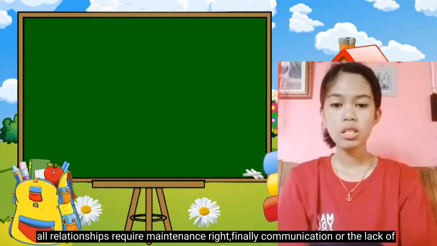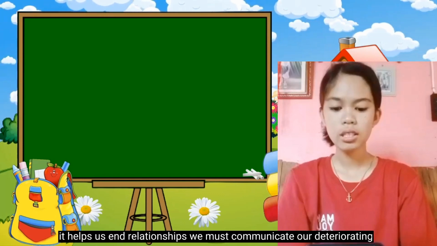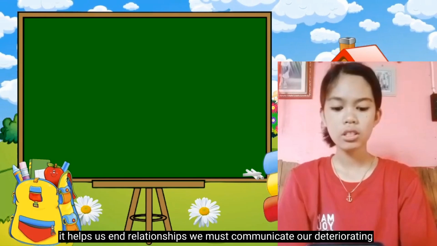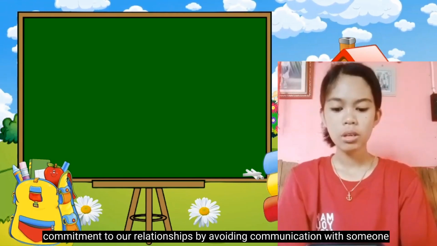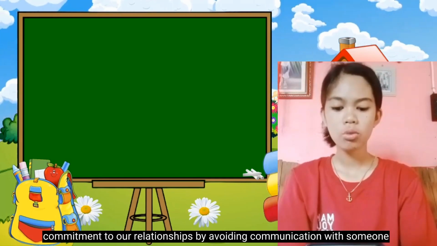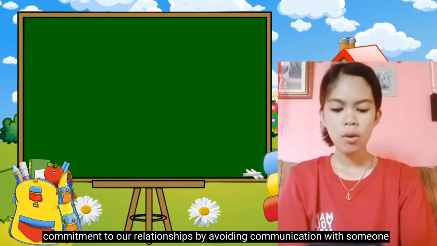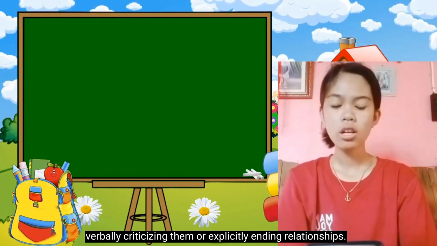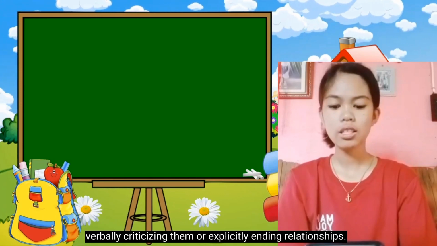Finally, communication, or the lack of it, helps us end a relationship. We must communicate our deteriorating commitment to our relationship by avoiding communicating with someone, verbally criticizing them, or explicitly ending the relationship.